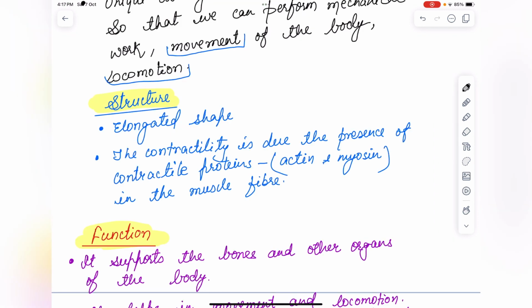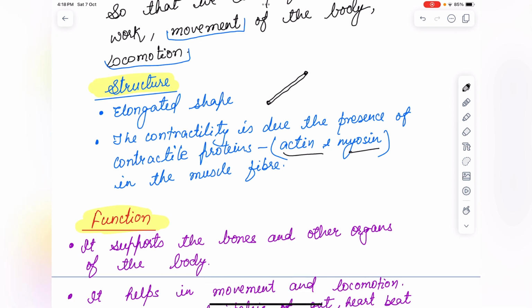Next we will see the structure of the muscle tissues. Muscular tissue structure will be, it is elongated in shape. Elongated means what? लंबा होगा shape में, something like this. The contractility is due to the presence of contractile proteins, that is actin and myosin in the muscle fiber. मसल फाइबर्स में कॉन्ट्रैक्शन कैसे होगी? Because of the presence of the protein, that protein is actin and myosin in the muscle fiber.